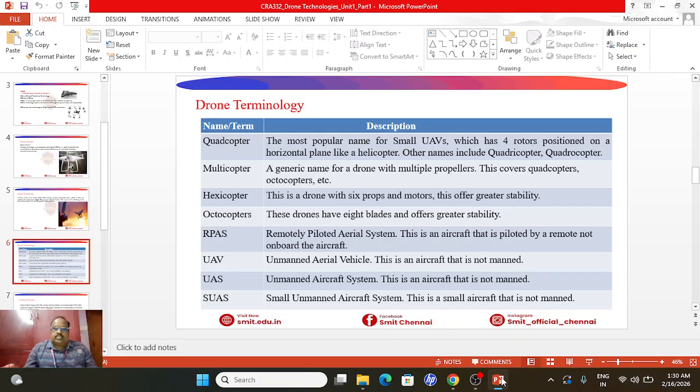Also, RPAS, remotely piloted aerial system. This is an aircraft that is piloted by a remote pilot. And UAV is an unmanned aerial vehicle. This is an aircraft that is not manned, so automatically piloted. It can be remotely operated. That is UAV. And UAS is an unmanned aircraft system. This is an aircraft that is not manned. And SUA is a small unmanned aircraft. This is a small aircraft that is not manned.